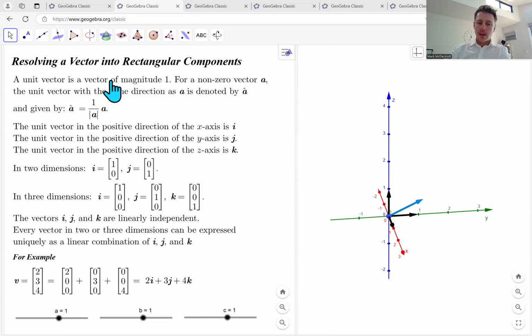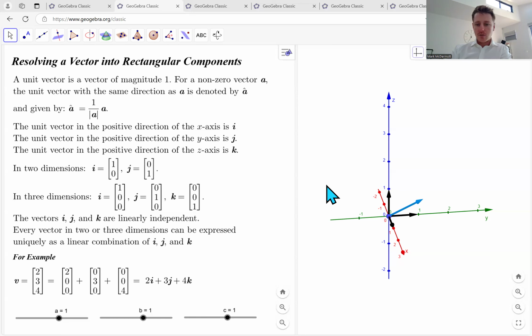The way we denote that is with the vector A, but then we put a little hat on top. And the way we work out that vector, basically we take the vector, remember that has a magnitude and a direction, and divide by the magnitude of that vector. That's dividing by the size of it. Anything divided by itself is 1. So you get a vector with a size of 1 in that same direction.